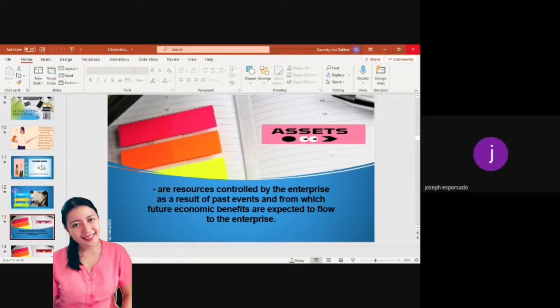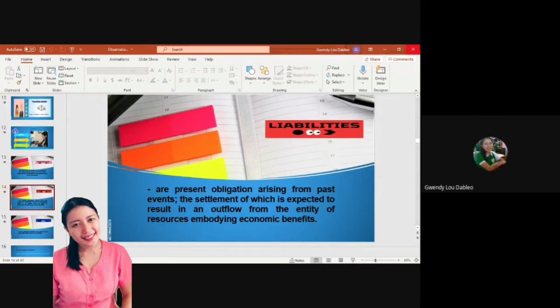I have my personal computer, my laptop. Yes, ma'am. Wow, that's good. Now, those are some examples of assets. What about liabilities? Okay, kindly read the definition, Charmeline. Okay, yes, ma'am. Liabilities, these are present obligations arising from past events, the settlement of which is expected to result in an outflow from the entity of resources embodying economic benefits.